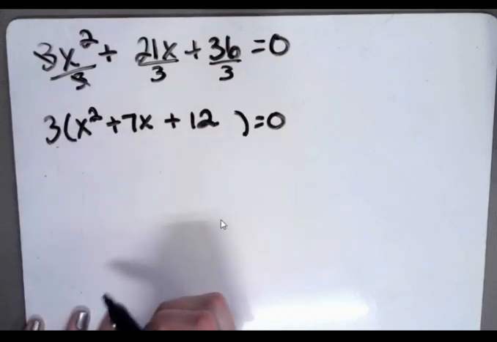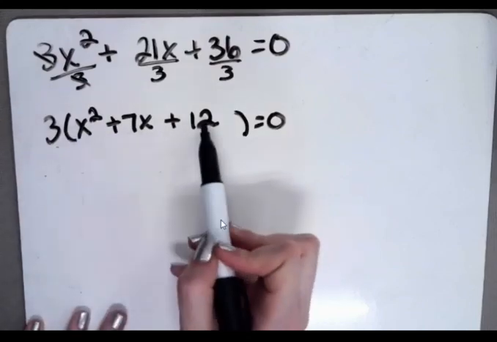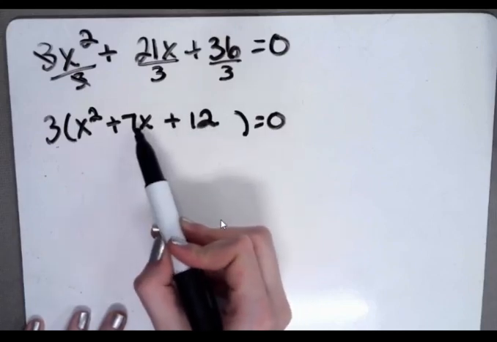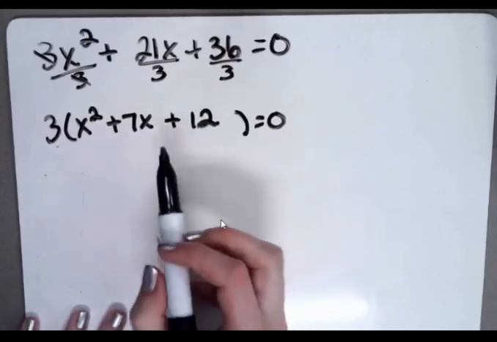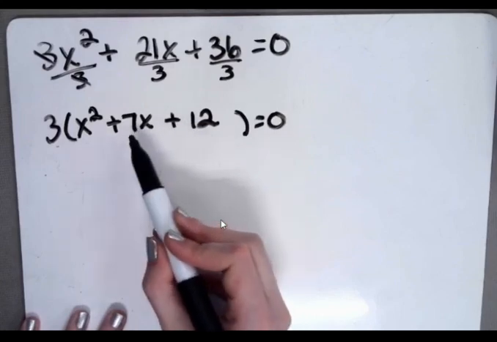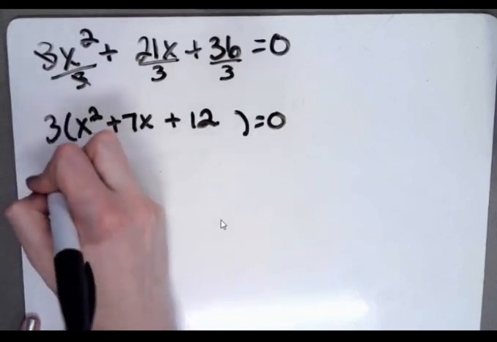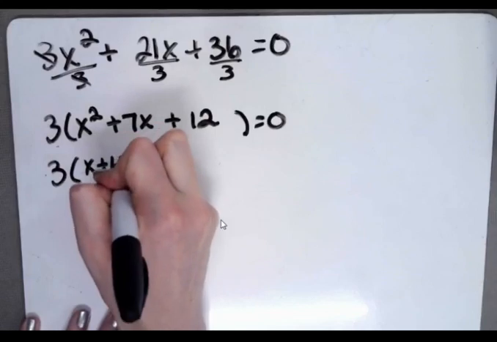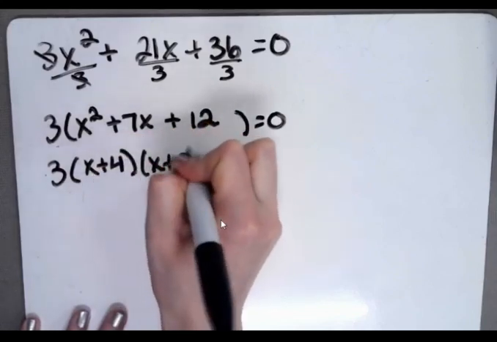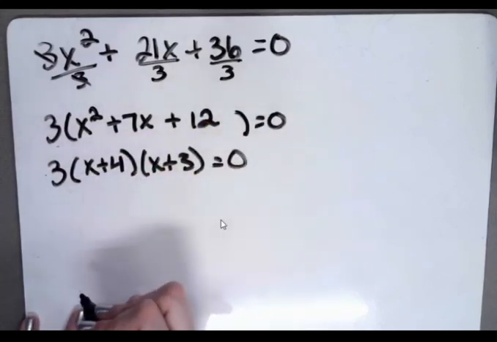Now we're ready to do our normal factoring. So I want to look for numbers that multiply to 12 and add to 7. Those numbers are 3 and 4. 3 times 4 is 12. 3 plus 4 is 7. So I'm going to write this as 3 times x plus 4 times x plus 3 equals 0.